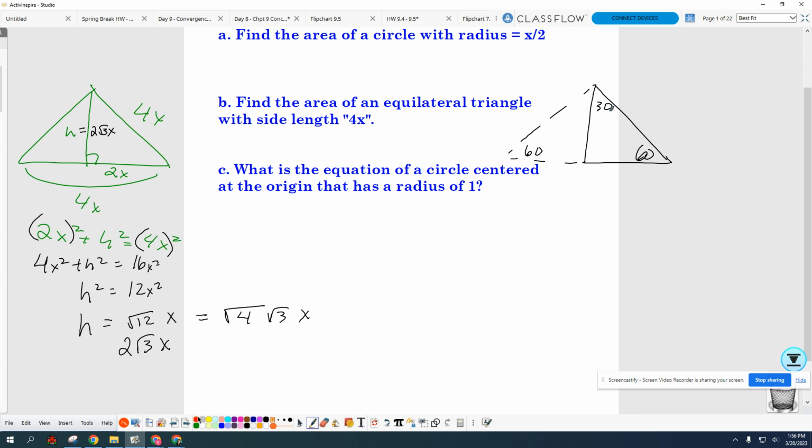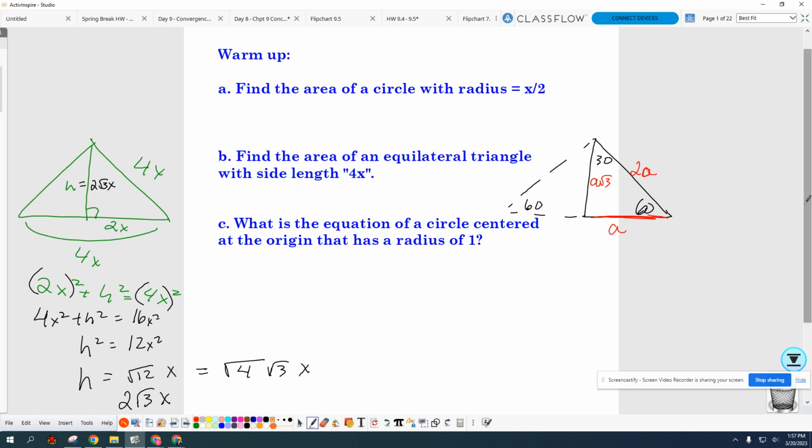All right. So, what Natalie was saying, 30-60-90 triangles, if you remember, the side across from 30, the one across from 60 is root 3 times that. Just maybe a useful thing to know.